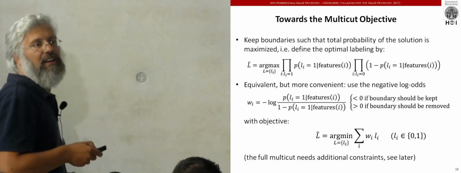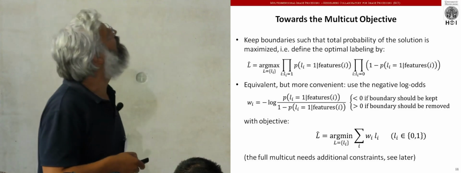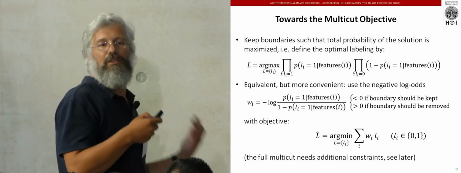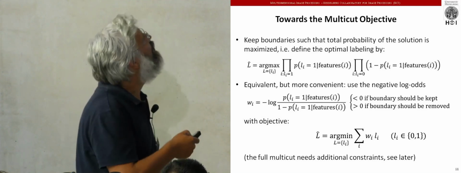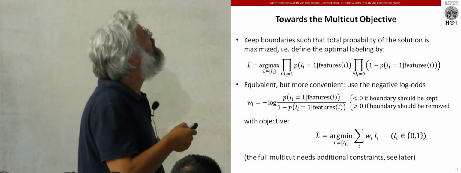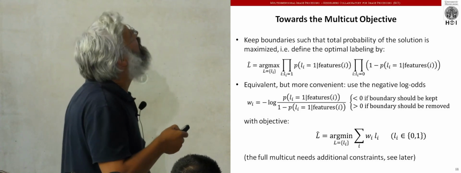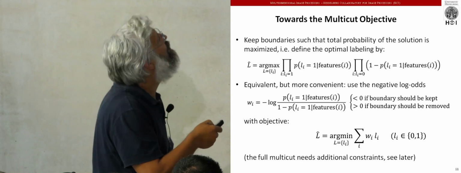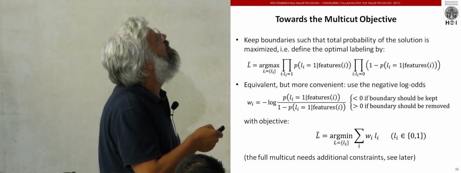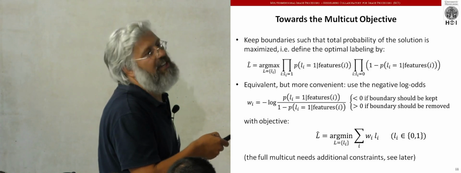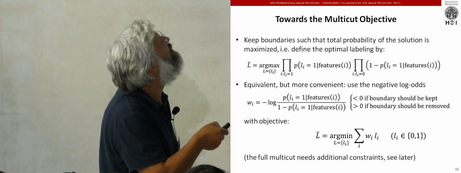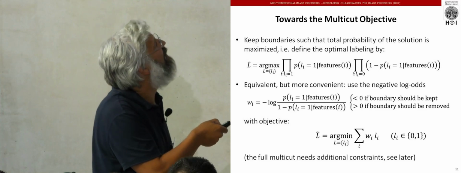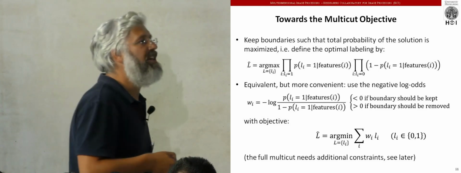So now we can make the first step towards the multicut objective. We want to keep those boundaries such that the total probability of the boundaries that we keep is maximum. Here we make the false assumption that all the boundaries are independent. And then the total probability is just the product of the individual probabilities. So we have the product over the edges that we keep and the product over the edges that we delete with the opposite probability, and that will give us our total probability, and then we try to maximize it by choosing the labels L_i accordingly so that we get the maximum expression.